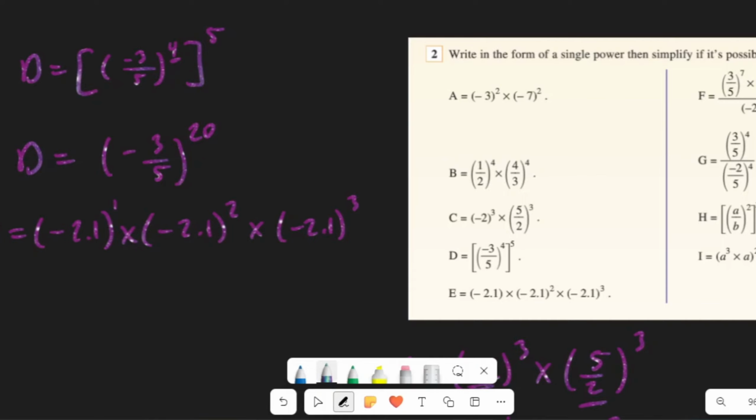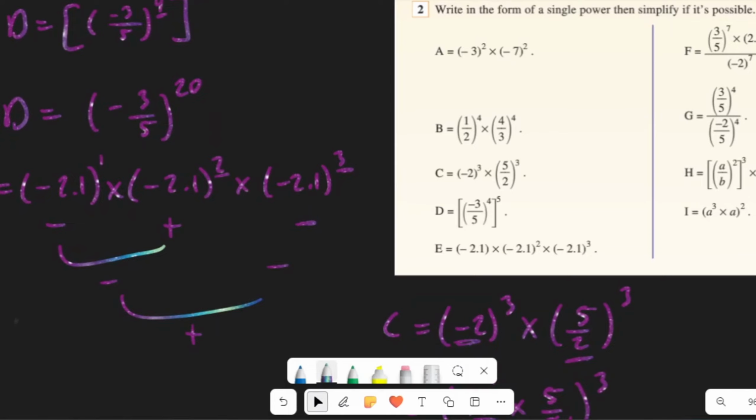Multiplied by negative 2.1 squared. 2 is an even number. Therefore, we know that this number is going to yield a positive result. And finally, negative 2.1 to the power of 3. 3 is an odd number. Therefore, it's going to yield a negative result. So, negative times positive is going to yield a negative result, and negative times negative is going to yield a positive result. So the final result is going to be positive.